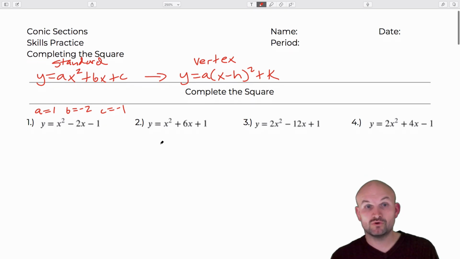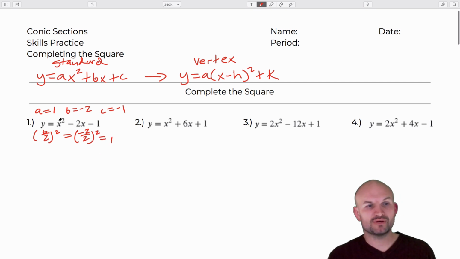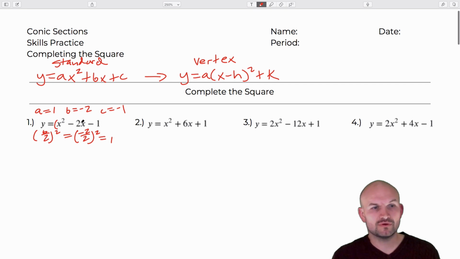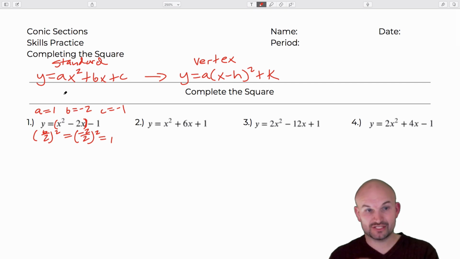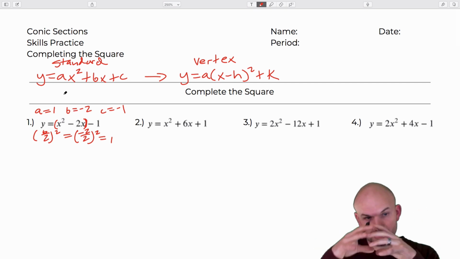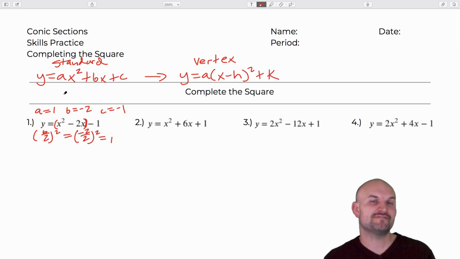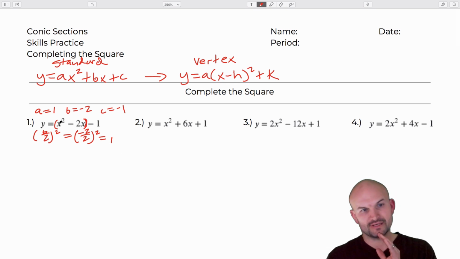Now the next thing is to create this binomial square. To complete the square, all we're simply going to do is take our b divided by 2 and square it. So in this case, b is -2. So -2 divided by 2, squared. -2 divided by 2 is -1. -1 squared is 1. And we're going to take that value and add it to our x squared minus 2x, so our quadratic and our linear term. You can just group your quadratic and your linear term. You have to make sure that your a is equal to 1 in this case to be able to do that.